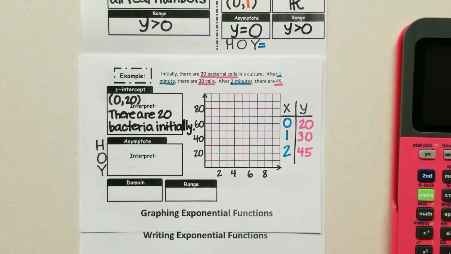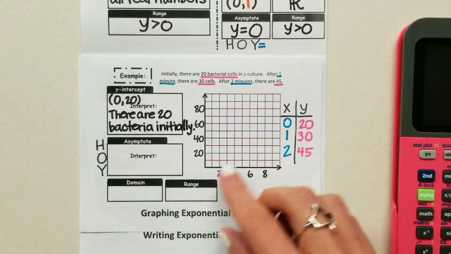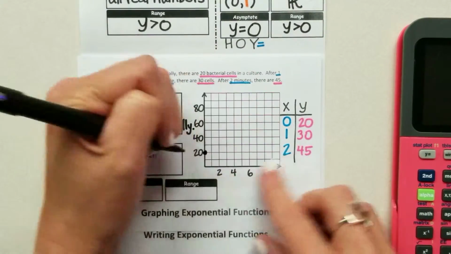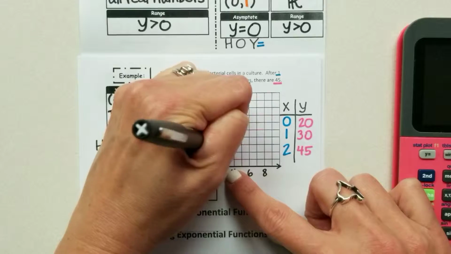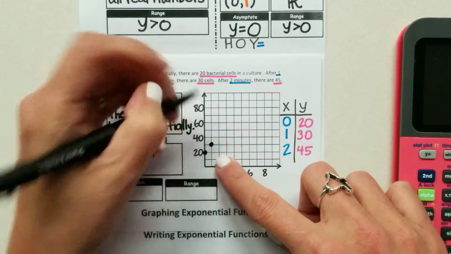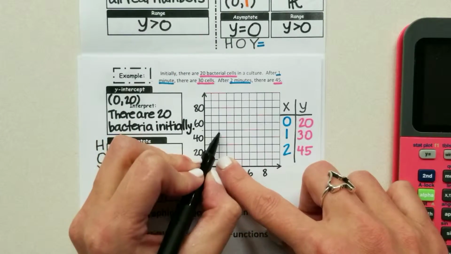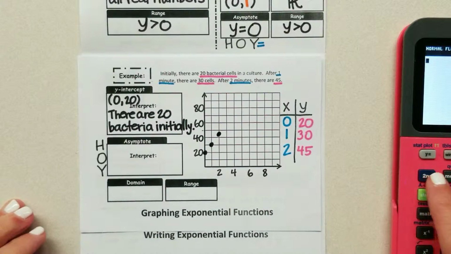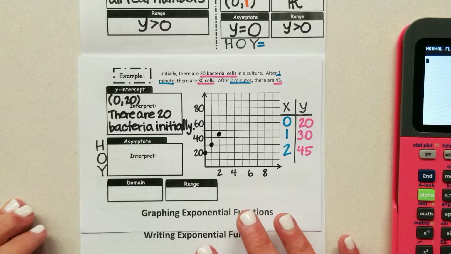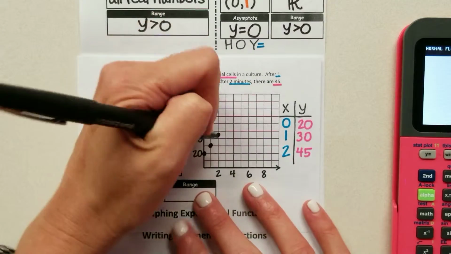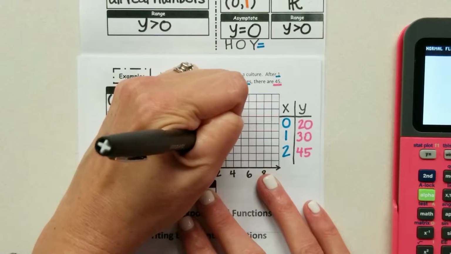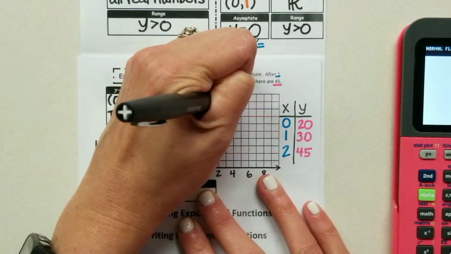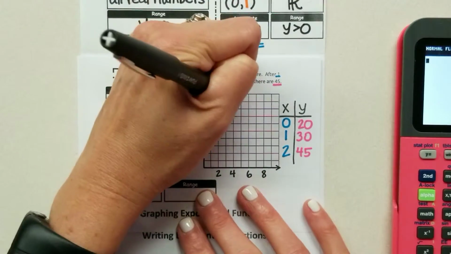All right, so we're going to go ahead and plot this on the graph. So I've got (0, 20), and then I've got (1, 30). I've got 2, and then this would be 50, so 50 is going to be halfway between. And I don't have any more ordered pairs, so I'm going to go ahead and just connect this because I know that this is going to continue to go up some way, somehow.